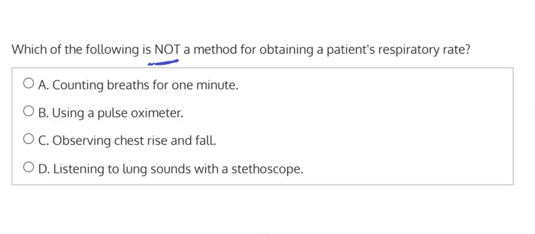And that sounds accurate. You're going to be counting how many times they breathe in a minute to measure their respiratory rate. That would be kind of like the definition of measuring a respiratory rate. So we could eliminate option A because the question is asking which is incorrect.